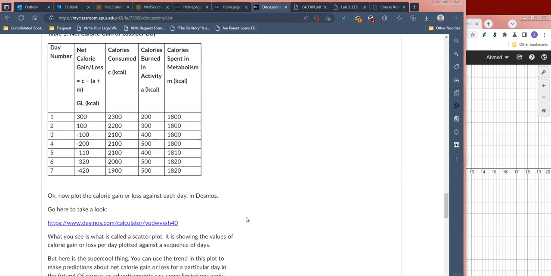So this is not bad. We can kind of see that Mr. DV Jr. is losing calories as the days go by, burning more calories than he's taking in. And what do you think is going to be the impact of that?